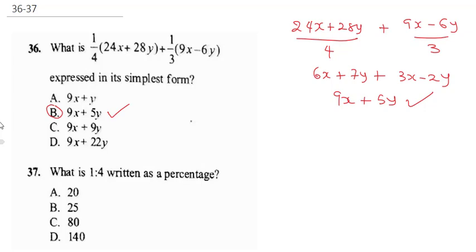Now 37 says express this as a percentage. Now representing as a percentage means putting it in the form of a hundred. So this is 4 into 100, then 4 into 100 is 25. So this will give you 25%. So the correct answer here is B.